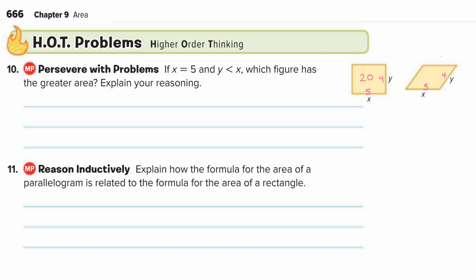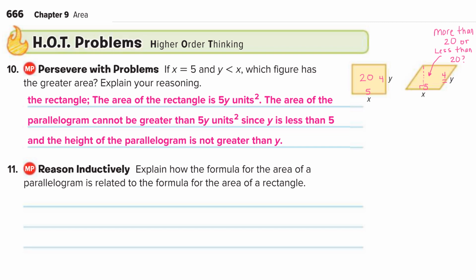So our question is, is this going to be more than 20? The area, that is, or less than 20? Because we have to ask ourselves, is the height going to be more than 4 or less than 4? Think about that. The area of the rectangle is 5 times y units squared. The area of the parallelogram cannot be greater than 5 times y units squared, since y is less than 5 and the height of the parallelogram is not greater than y.